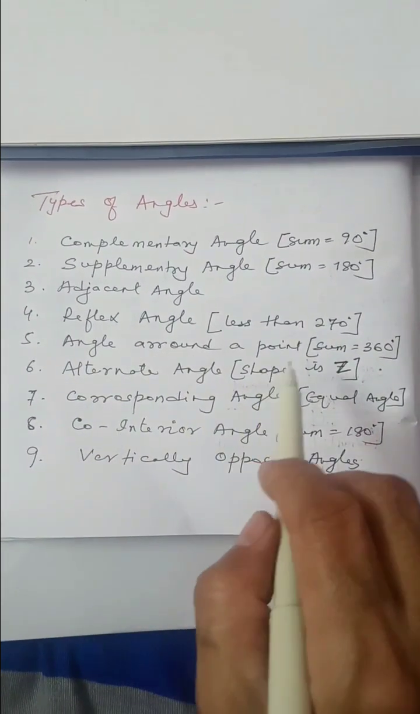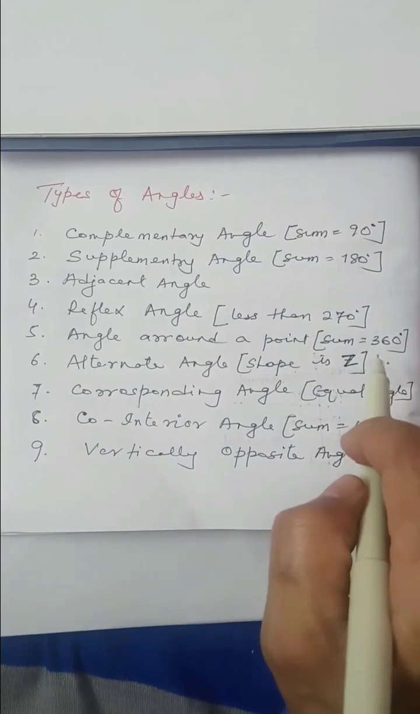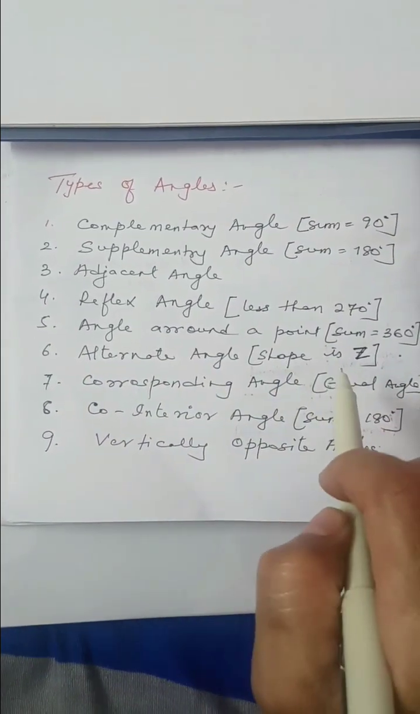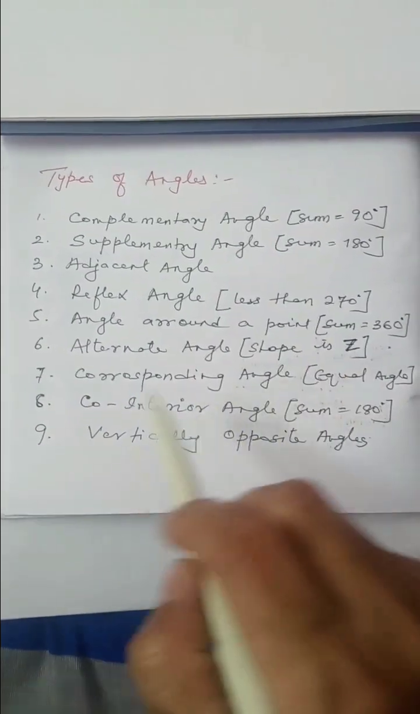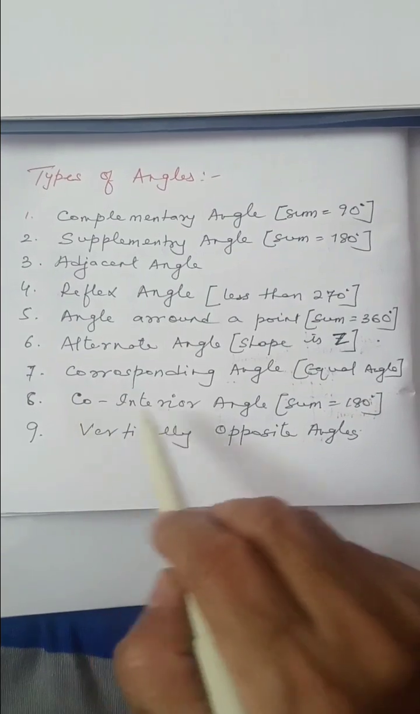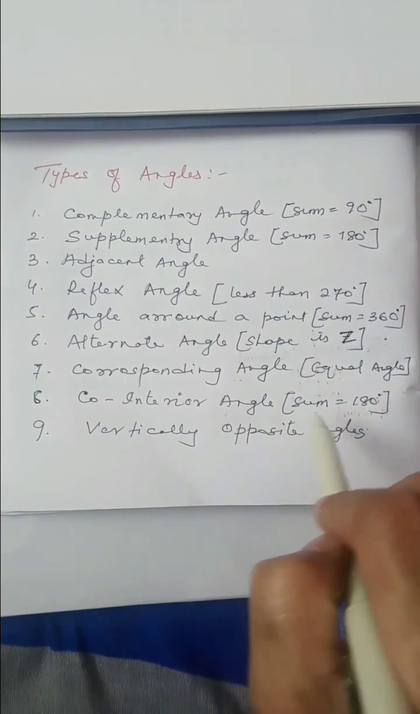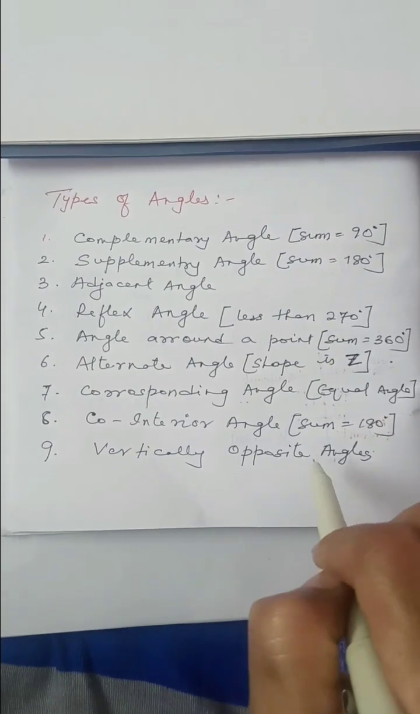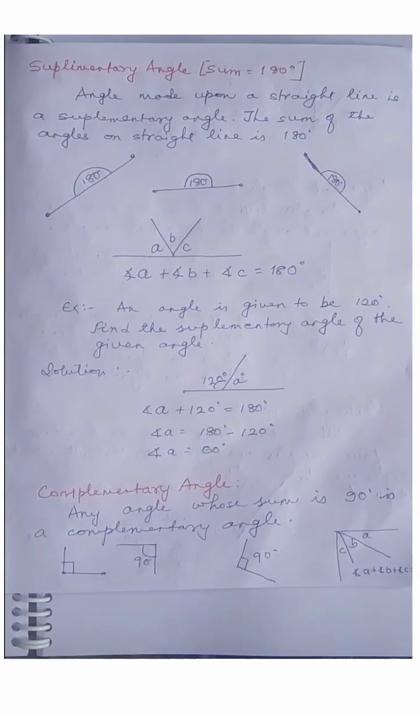Angle around a point, whose sum will be equal to 360 degree. Alternate angle, a shape like Z, and these angles are equal. Corresponding angles are also equal angles. Co-interior angles whose sum is equal to 180 degree, and lastly the vertically opposite angles, which are equal.